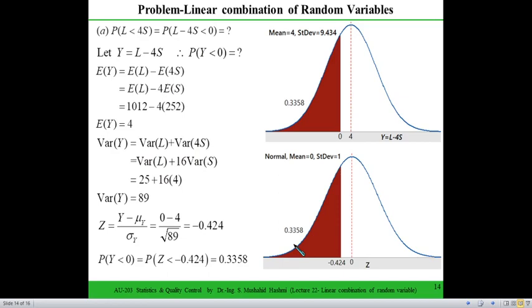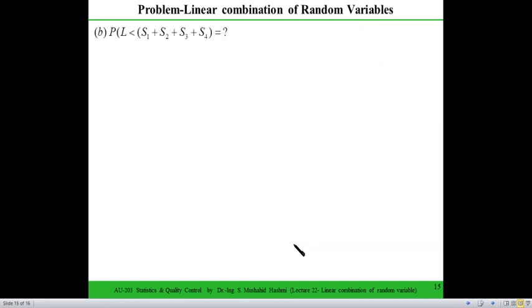Keep in mind, here we have used a linear combination, and we have used a property that is called the reproductive property of the normal distribution. Now look at the other part of the problem, where the volume of the large bottle would be less than the sum of the 4 bottles, where each bottle is normally distributed. So S1, S2, S3, S4 would be normally distributed. Your new random variable would be, let's say X, which is L minus the sum of the 4 bottles. So we need the probability that X is less than 0.